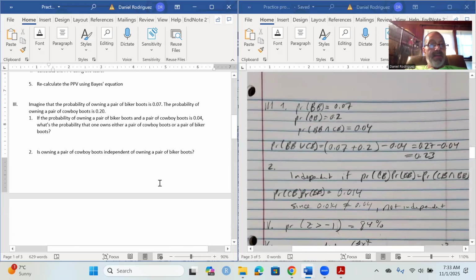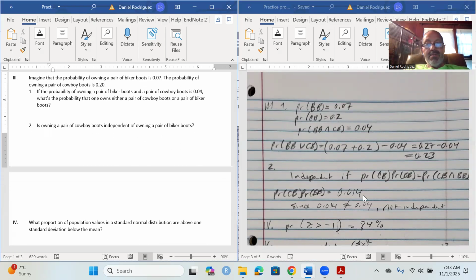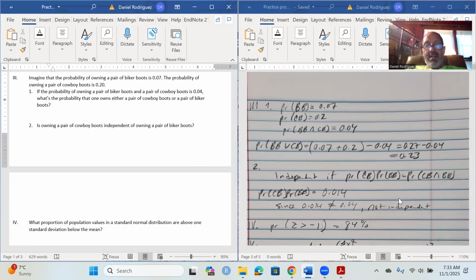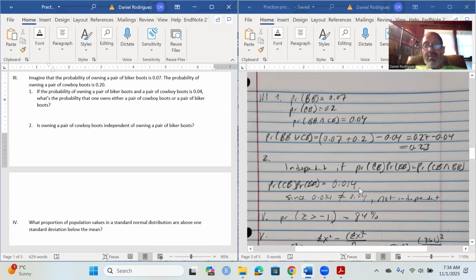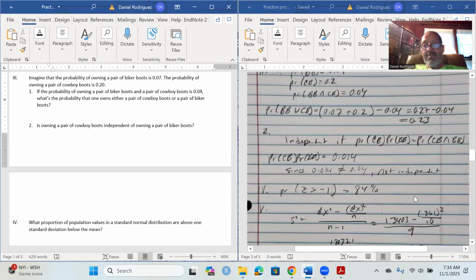Okay. Is owning a pair of cowboy boots independent of owning a pair of biker boots? We know they're independent if this holds: the probability of owning cowboy boots times the probability of owning biker boots would equal the joint probability of owning both, right? We already know that's 0.04. So the product of these two has to equal 0.04. However, it equals 0.014. Since they're not equal, they're not independent. Okay?